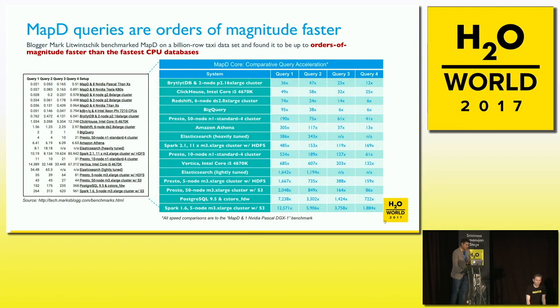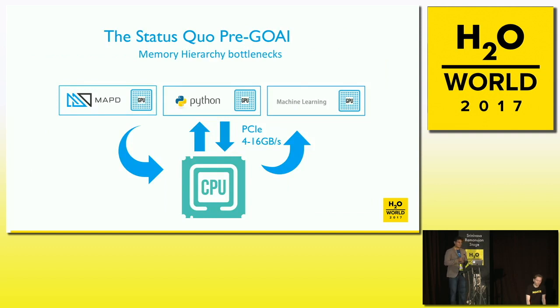Let's just talk quickly about Go.ai. While GPU is helping you to really speed up your processing, one of the big problems is that they live in silos. Different applications have to talk via the CPU when you have to do inter-process communication. So you have to go through the PCIe link, which is pretty slow, 4 to 16 gigabytes a second.